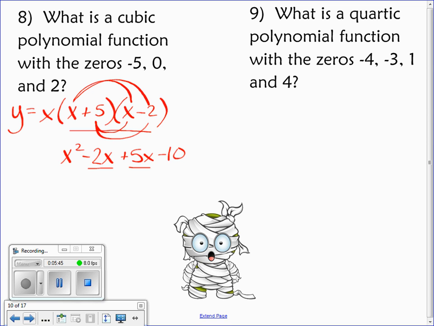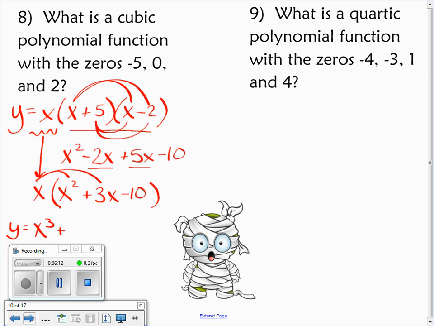All right. And then put our like terms together. I hadn't yet used that little x out in front. Hadn't multiplied him yet. And then we just need to distribute him throughout here. X times x squared. X times 3x. X times negative 10. Any like terms? Nope. And we are done.